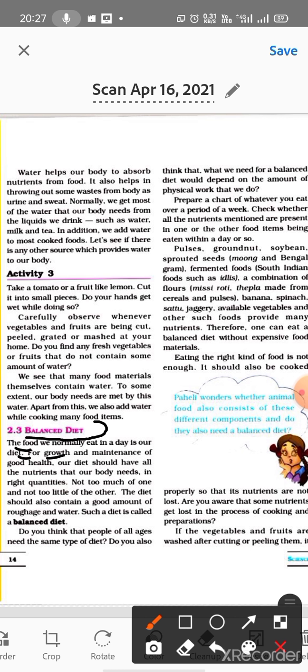For growth and maintenance of good health, our diet should have all the nutrients that our body needs in right quantities. So, we have to take a healthy diet, and in our diet, there should be all nutrients in right quantities for growth and maintenance of our body.